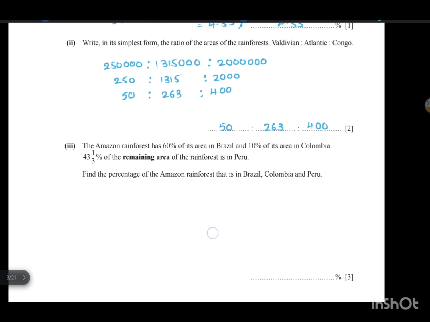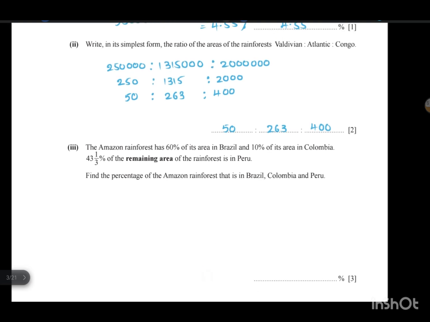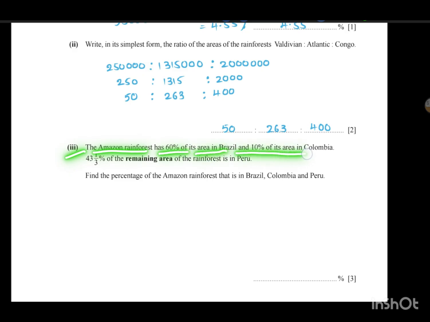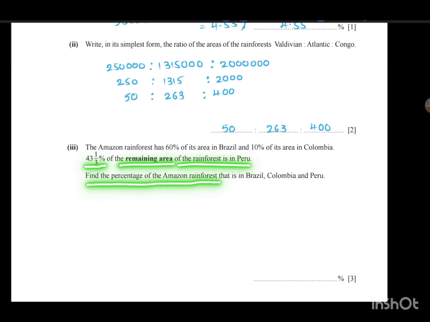Question number 3. The Amazon rainforest has 60% of its area in Brazil and 10% of its area in Colombia. 43 1/3% of the remaining area of the rainforest is in Peru. Find the percentage of the Amazon rainforest that is in Brazil, Colombia and Peru. So now we have to find out what is the remaining area, and it's 43 1/3% we need to find. So the whole area is 100%.